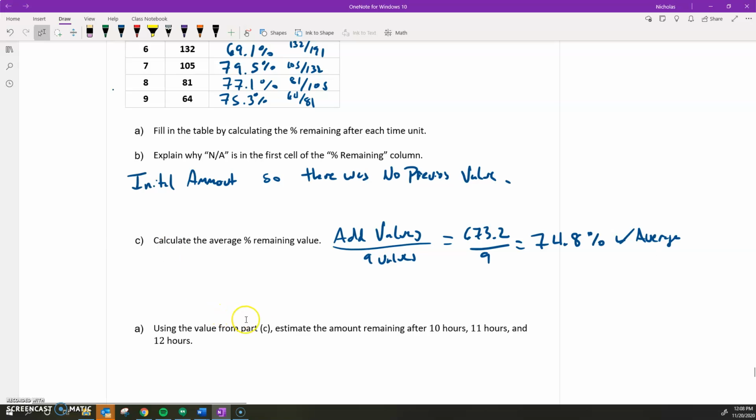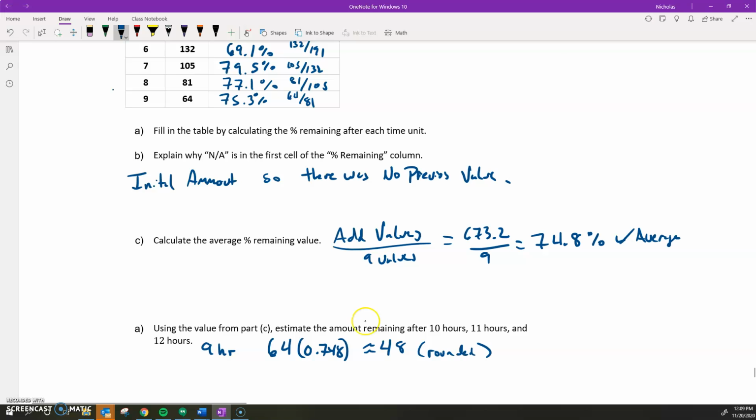So using the value from part C, estimate the amounts remaining after 10 hours, 11 hours, and 12 hours. Well, at 9 hours, there were 64, right? So let's just say 9 hours, it's going to be 64. And then we're going to multiply that by, well, about on average, there is 0.748 or 74.8% remaining. So 64 times 0.748 gives us 47.82. We'll round this to the nearest whole number, and we'll say that this is 48.